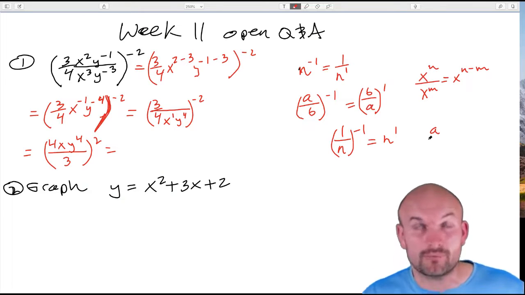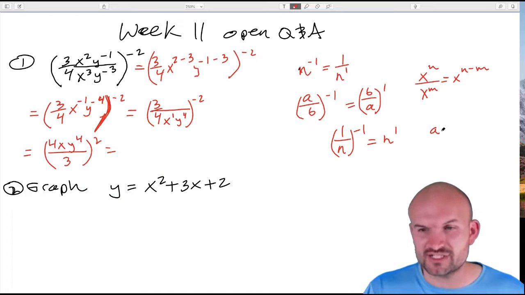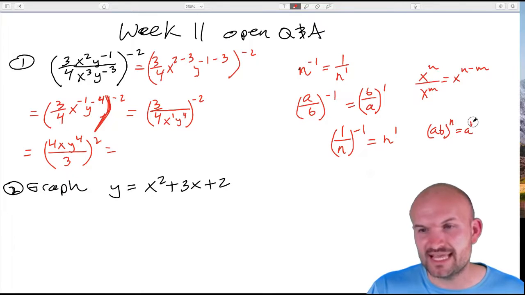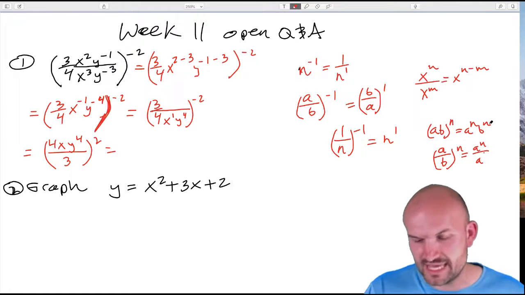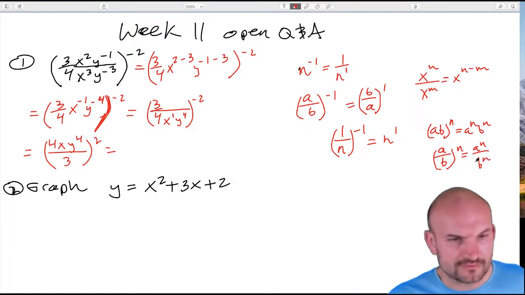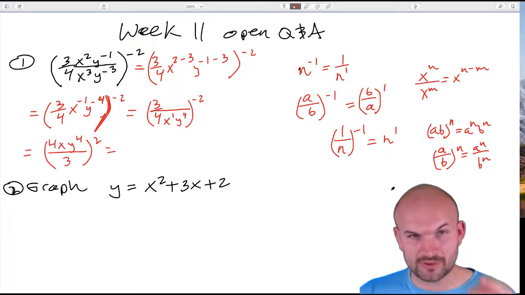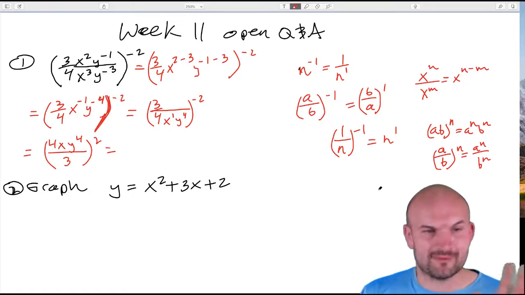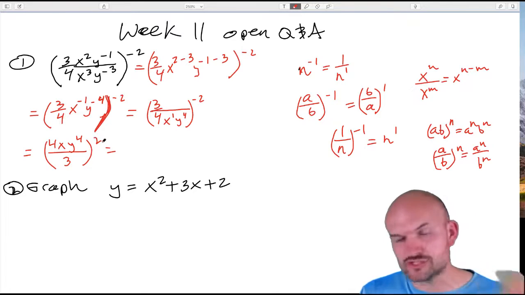Okay. And then one other rule of exponents that I did not cover was the power to product or power to quotient rule. If I had a b to the n, then that equals a to the n times b to the n. That's the power to product rule. And a over b to the n equals a to the n over b to the n. So again, what this is showing us is that as long as your factors are separated by multiplication or division, we can go ahead and distribute that power.